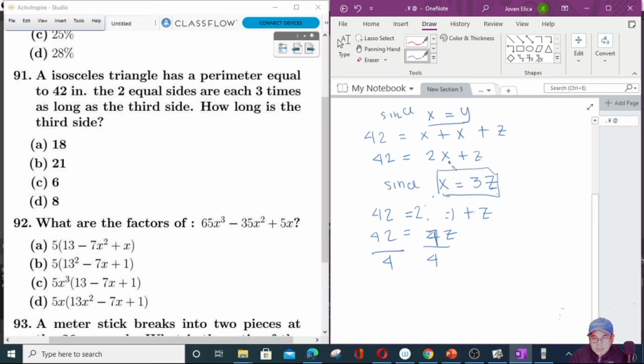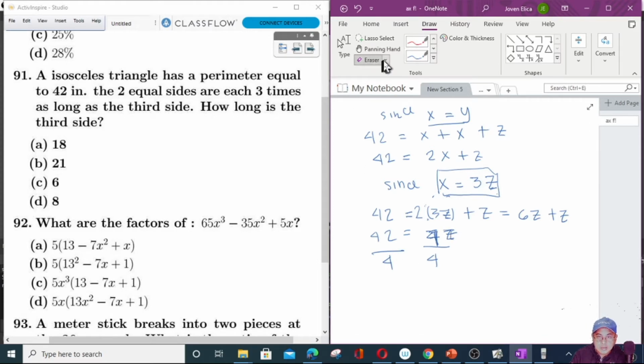The value of x here is 3z, based on the condition that two equal sides are 3 times as long as the third. So substituting the value of x here, it becomes 3z. And then multiply 2 times 3, it will become 6z plus z is equal to 7z.